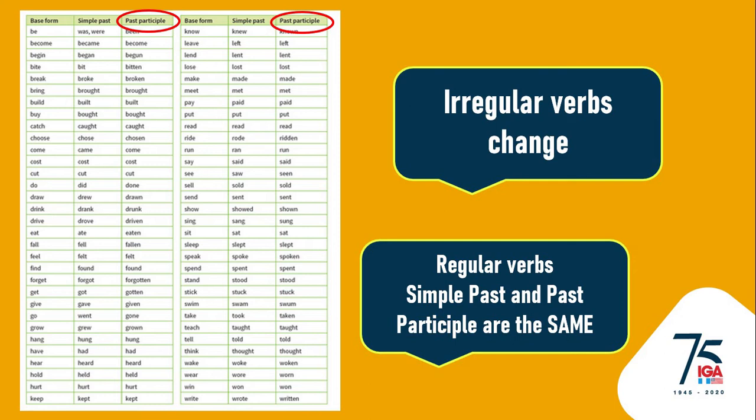That's why in all of the English books that you're going to find, you will find a list that is going to be very similar to this one. And also remember that for regular verbs, the simple past and the past participle are the same. Okay, just take that into consideration in order to have the grammar of this structure correct.